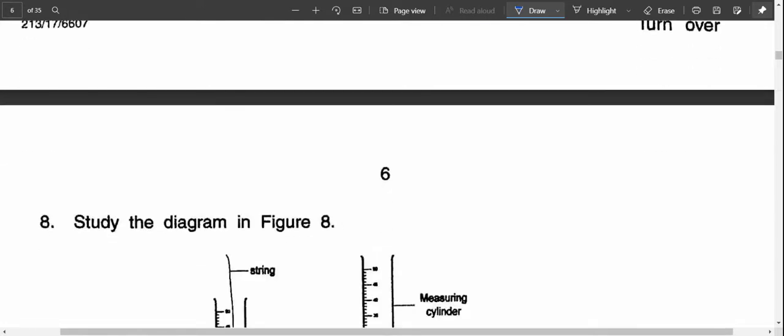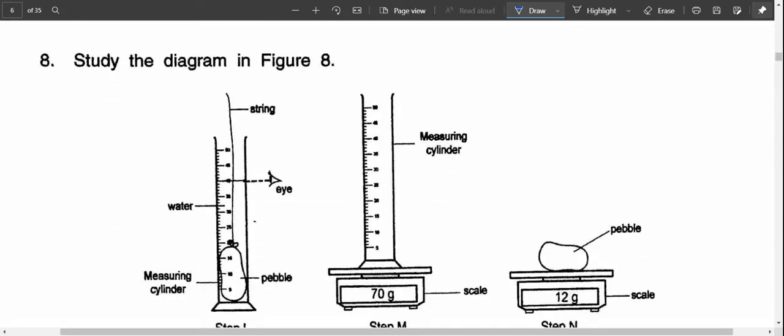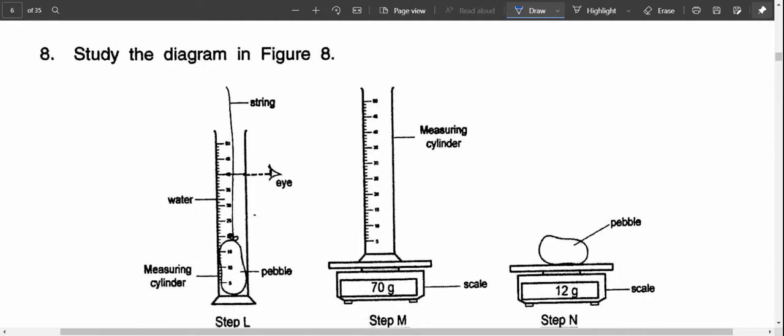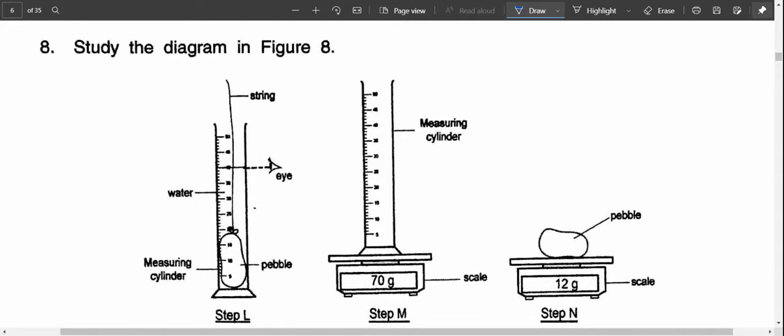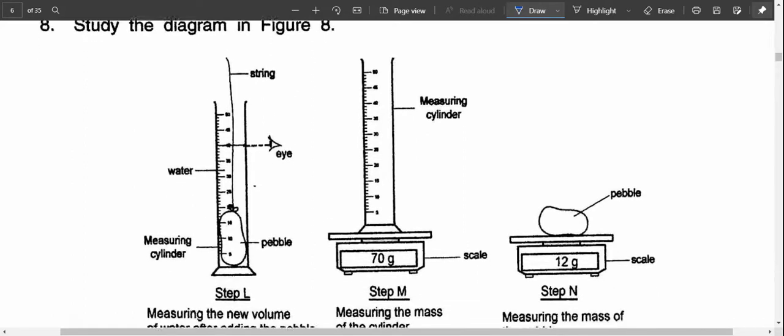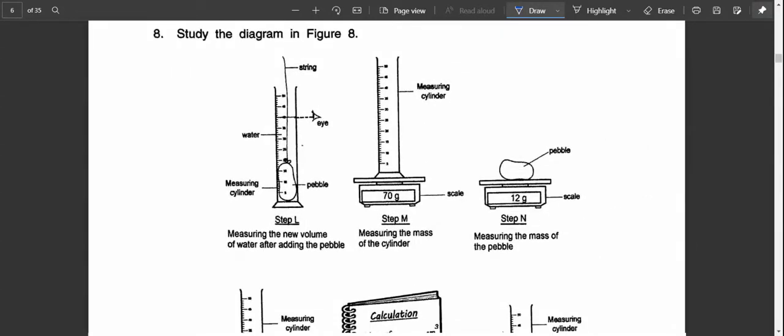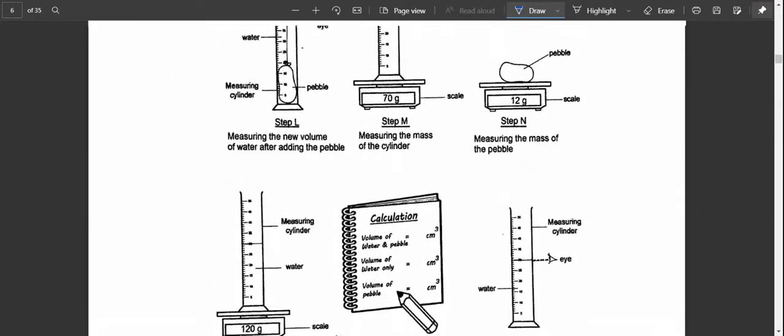Let's continue. Question number 8. If you realize, a lot of the questions ask about measurement, so you have to be good with measurement, which includes density, area, volume, and all of the others as well. Number 8, study the diagram in figure 8. There are a few steps in this question, so let's have a look at them one by one.